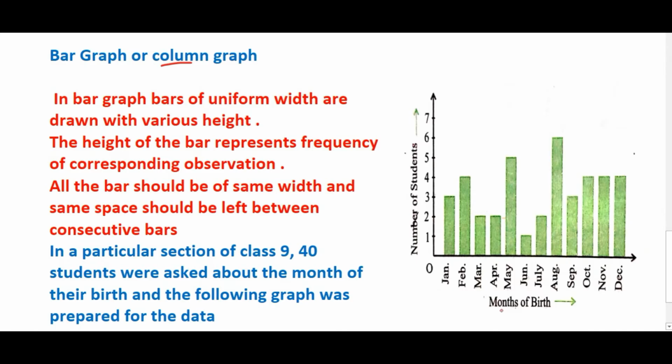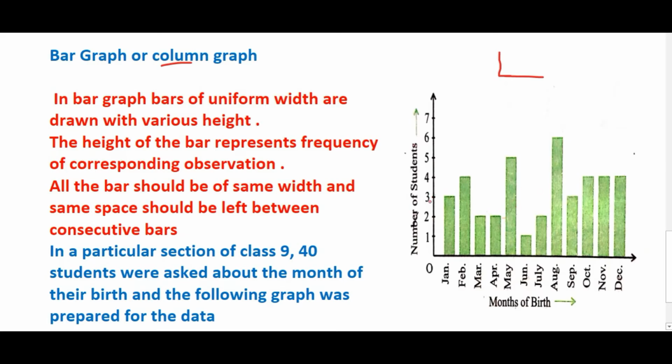You can see the month is plotted on the x-axis and the number of students is plotted on the y-axis. We know this is the x-axis and this is the y-axis. Now we can see that 3 students of that class have their birthday in the month of January. Again, the maximum number, 6 students in that class, have their birthday in the month of August. And in October, November and December, 4 students have their birthday in each of these months. So this is an example of a bar graph.